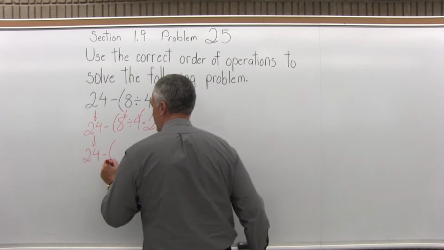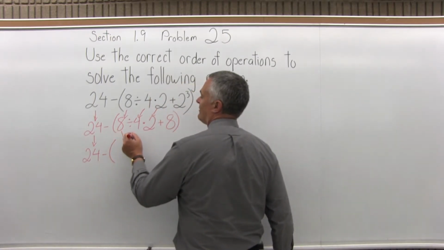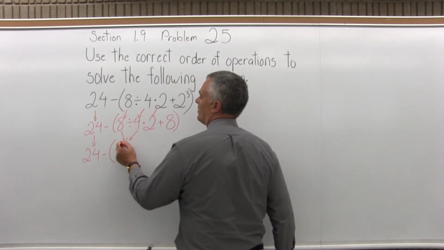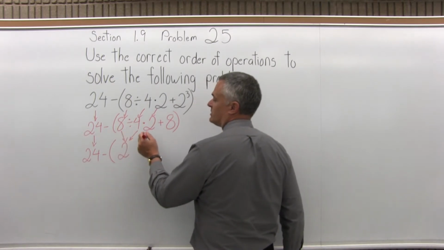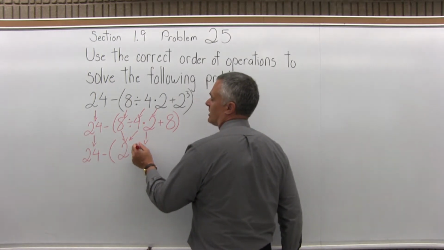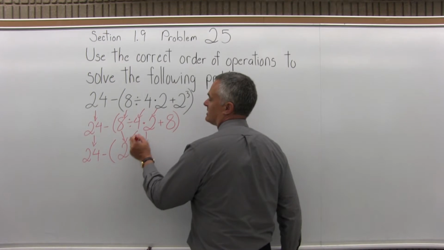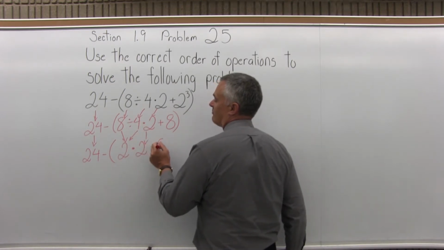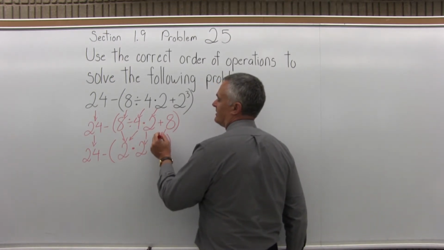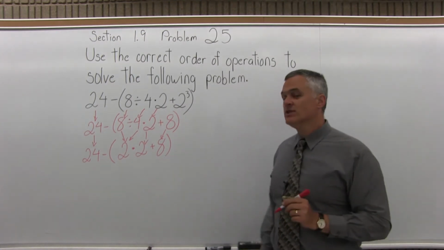Minus, I'll still have my parentheses, but the 8 divided by 4 will become a 2. 8 divided by 4 is 2. The other 2 next to it will come down, and that's multiplied, and then I have plus 8 on the end. So I did the division.